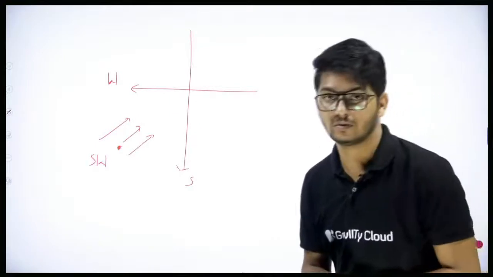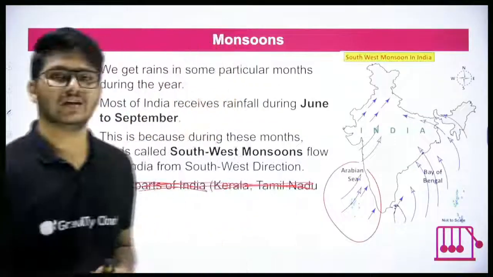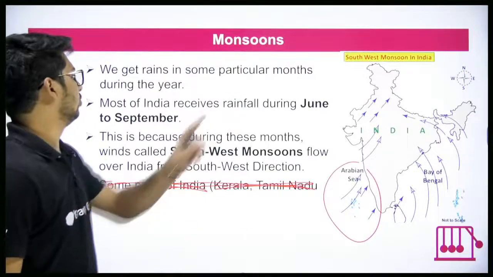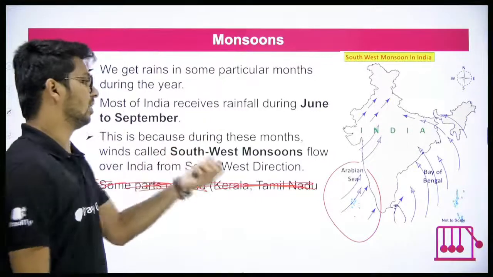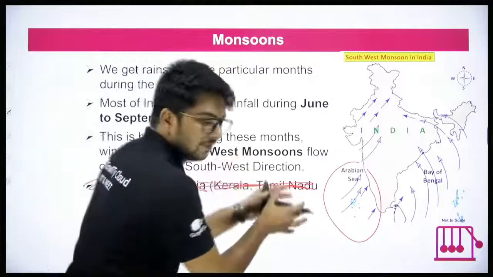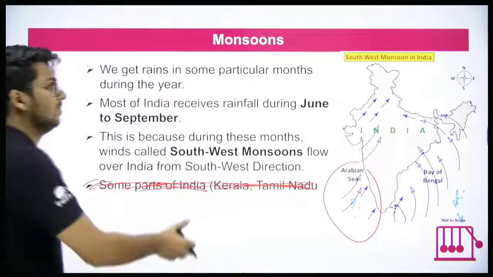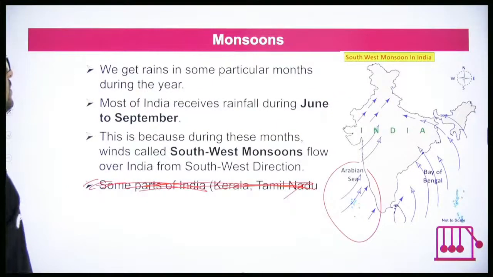Southwest monsoon. Clear? Simple. So all that you have to understand is we get rain, or most of India gets rain, during June to September. Because of which winds? Because of southwest monsoons. And where do they flow from? They flow from the Arabian Sea, or from the southwest direction. From the southwest direction. Good?